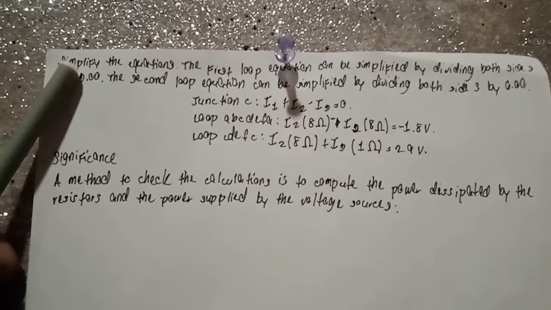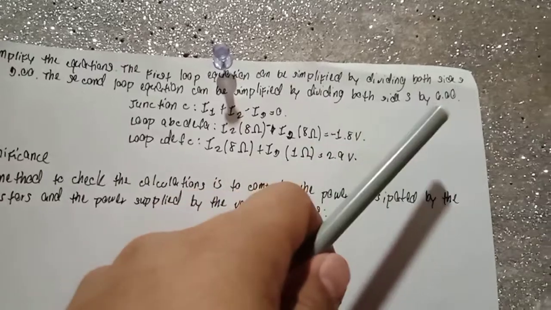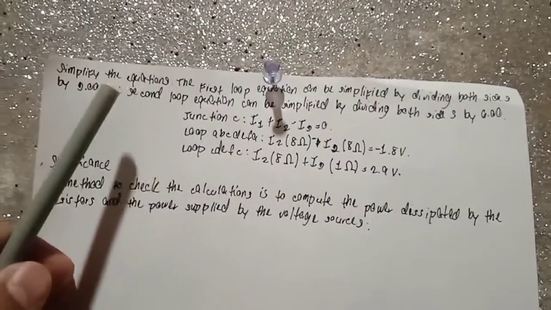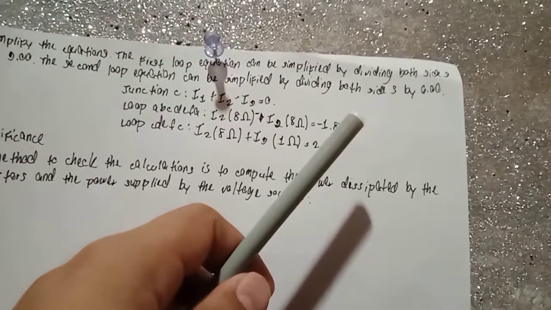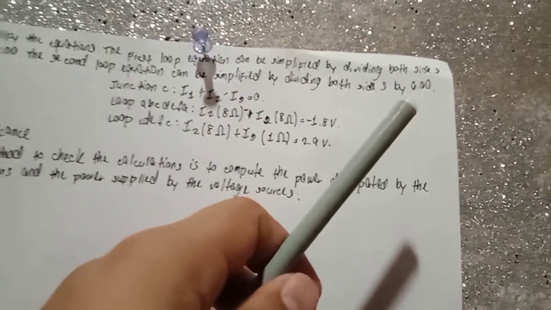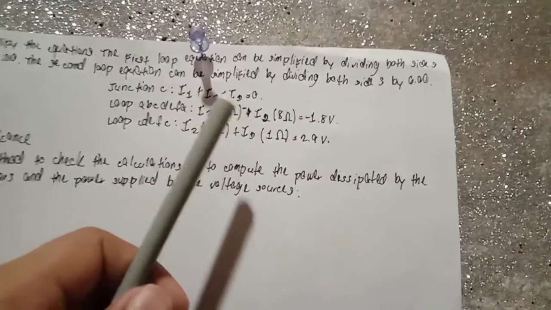Simplify the equations. The first loop equation can be simplified by dividing both sides by 3. The second loop equation can be simplified by dividing both sides by 6. Junction C: I sub 1 plus I sub 2 minus I sub 3 is equal to 0.